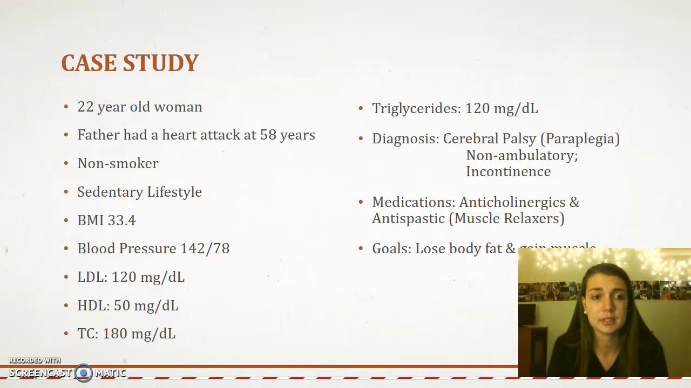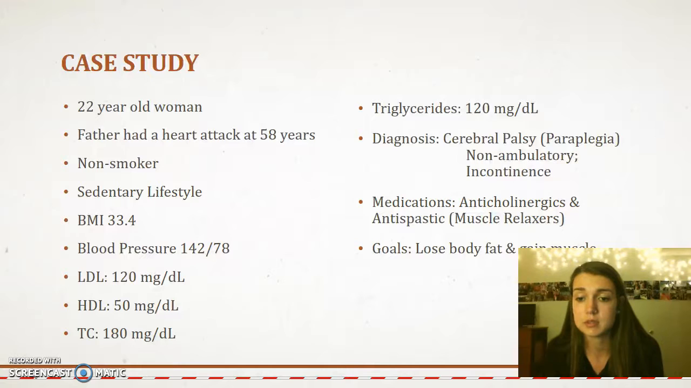So I'll go more into the case study, the risk stratification in the next slide. But on this slide, the diagnosis is CP. She's a paraplegic. She's non-ambulatory, so she doesn't walk and she utilizes a wheelchair. And she has incontinence. Her medications include anticholinergics and antispastic medication. And her goal is to lose body fat and to gain muscle.